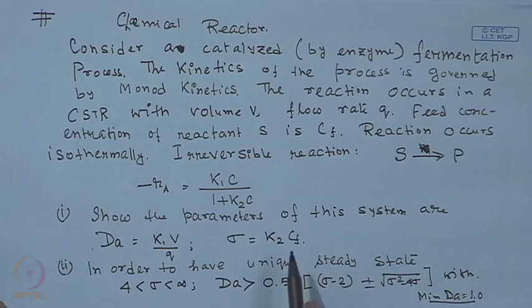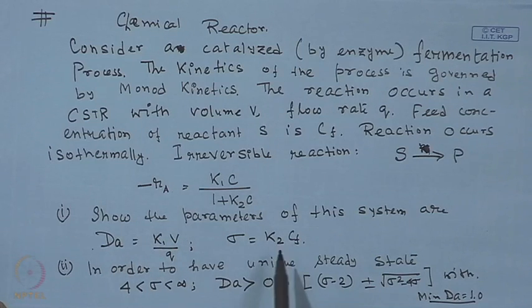The two parameters, Damkohler number and sigma, are basically combinations of the operating conditions. Damkohler number is multiplied by K1. K1 is one of the constants in the Monod kinetics. V is the volume of the reactor, Q is the flow rate. Now, the volume of the reactor and Q, the flow rate by which it is getting into the system, are under our control. So, these are the typical operating conditions. So, we can have a selection on this.